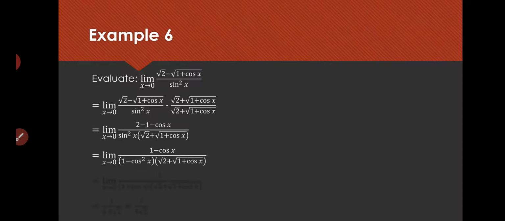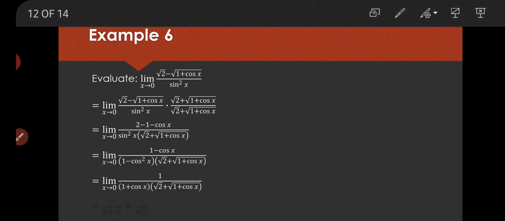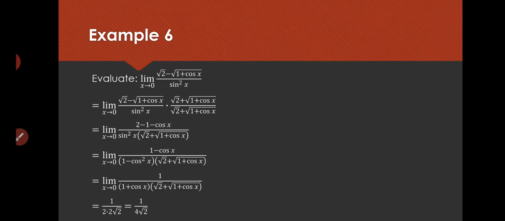Now 1 minus cos x and 1 minus cos square x I can cancel out, so I will be left with 1 plus cos x. Fine. Root 2 plus root over 1 plus cos x, that is there already. Or you can do one thing, you can just leave this outside the limit by putting the value and calculation. But anyway, let me just put all the values. If I put x equals 0, cos 0 is 1, and so 1 plus 1 is 2, and here I have root 2 plus root 2, that is 2 root 2. So therefore your final answer is 1 by 4 root 2.